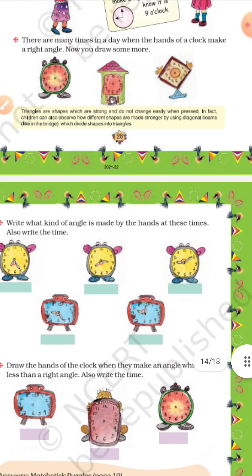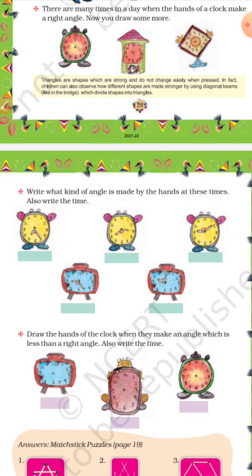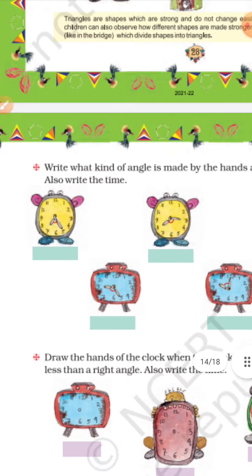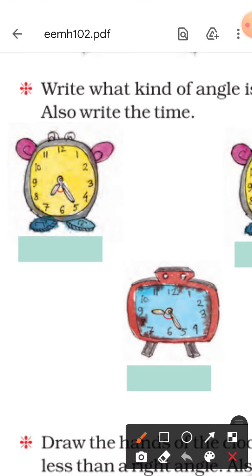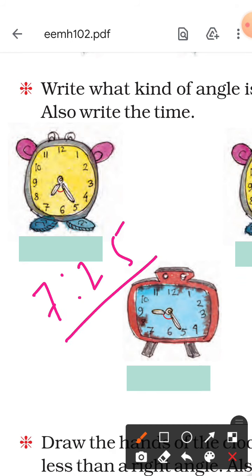Now the next one is: write what kind of angle is made by the hands at these times, and also write the time. If you look at the first figure, the time is 7:25, 7 hours 25 minutes, and the angle you can see here is less than a right angle. So if it is less than a right angle, we can say that the angle created here is an acute angle.